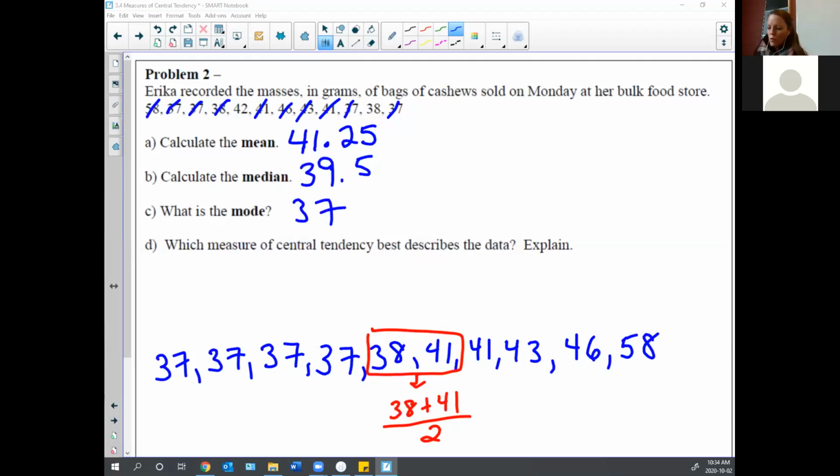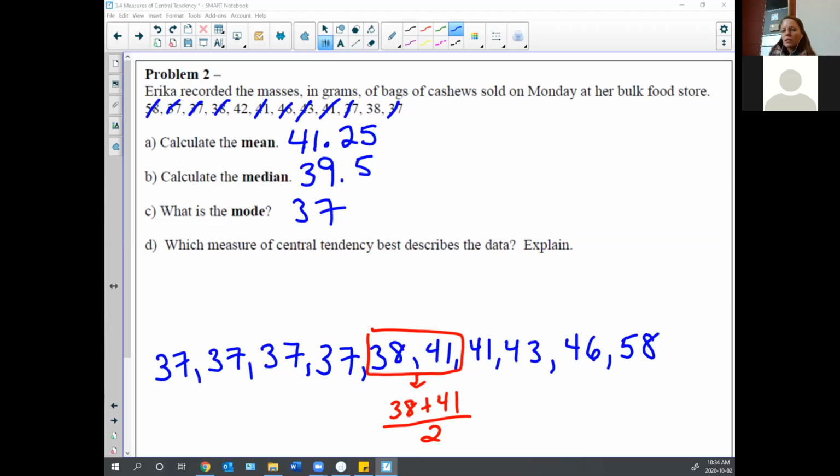So we have 41.25 as the mean, 39.5 as the median, and 37 is the mode. Now all three of those numbers are different. So we have to decide which one is the best one for Erica to use. So remember, she has a store. It's a bulk food store.